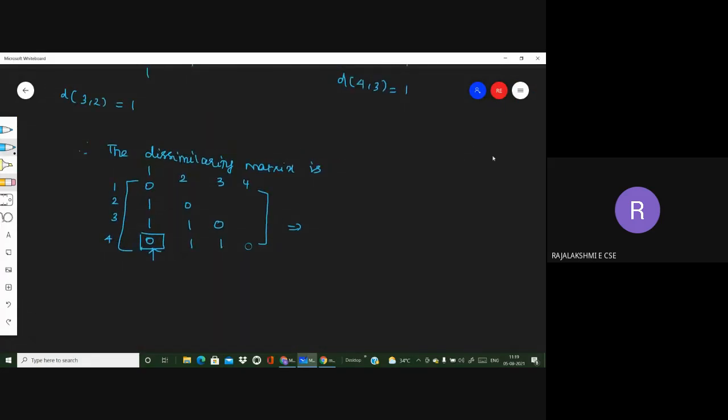Okay, tomorrow we can see how the mixed type of attributes can be handled in this dissimilarity matrix.